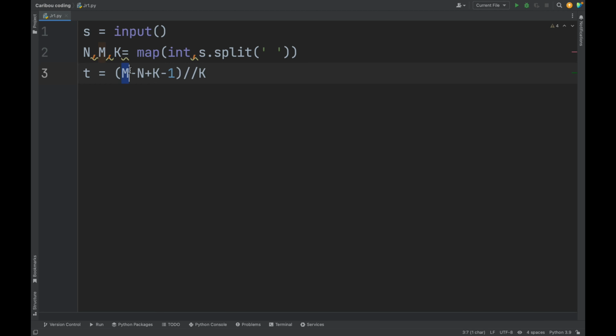So you see that I have written m minus n plus k minus 1. The reason we put k minus 1 is because m minus n might be divisible by k, or it might not. So when we round down decimals, we will lose a second. Adding k minus 1 prevents adding an extra second when m minus n is divisible by k, but it also mimics rounding up when m minus n isn't divisible by k. So now we can just print the output.